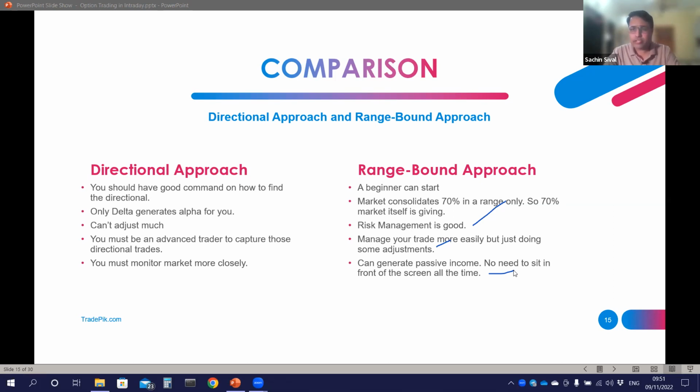You require maybe half an hour, maximum 1 hour, to optimize this strategy. And now most of the brokers are giving you the facility of placing after-market orders. So you can place your after-market orders, and on the next day when the market opens, the order gets automatically filled. So you don't need to sit in front of the system.